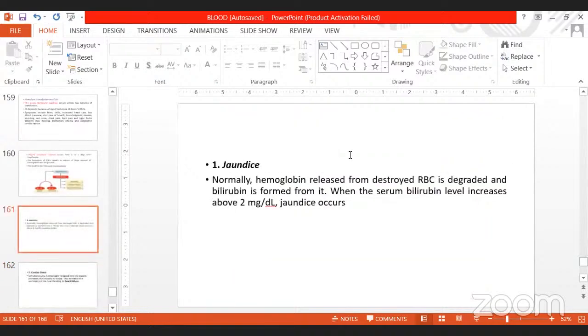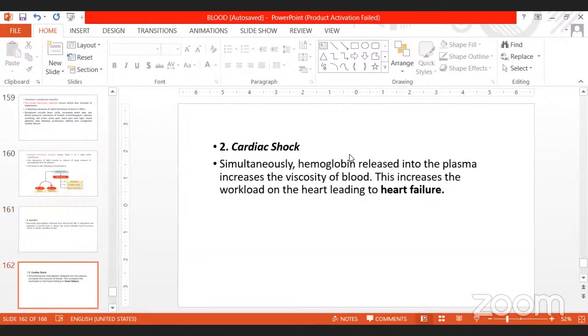The hemoglobin released from the destroyed RBC is degraded and bilirubin is formed. So the serum bilirubin level increases above 2 milligram per deciliter, and then we will get jaundice. And the hemoglobin released into the plasma increases the viscosity of the blood. The increase in viscosity leads to increased workload of the heart and may lead to heart failure.